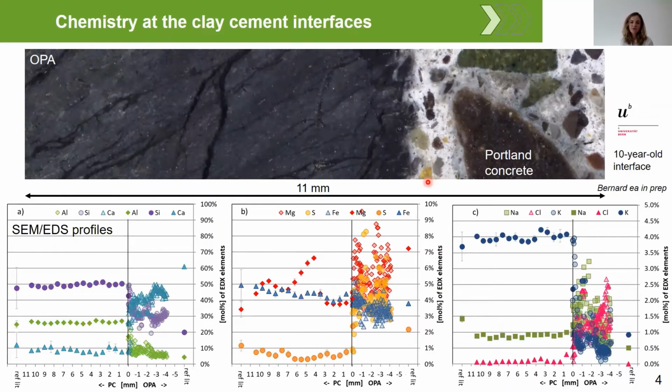If we look at the chemistry by EDX, you can see some classical profiles. We have the decalcification, so here the concrete and here the clay, and you can see that we have a decalcification close to the interface. We also have enrichment of silicon and aluminum. Then we have some enrichment of magnesium and sulfate. Actually, we have a higher enrichment of magnesium in the clays here, but I will come back to that later on. And then you can see that we have the enrichment of chloride and sodium as well.